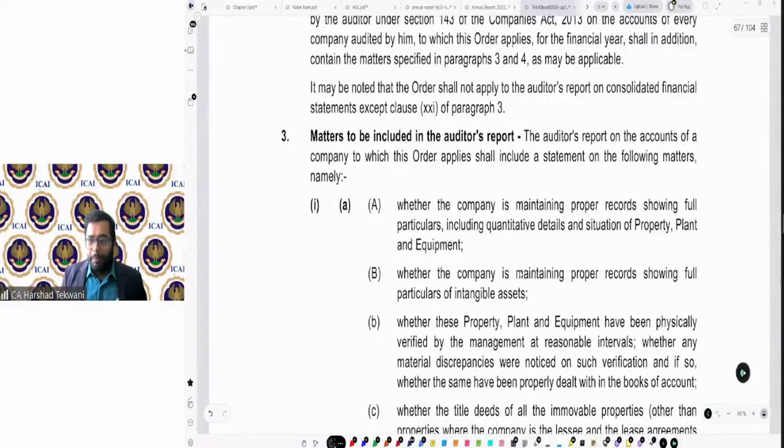So in CARO, there are 21 paras, and para 3 sub para 21 of CARO is applicable only in the case of consolidation. For a normal scenario, para 3 and sub paras 1 to 20 of para 3 are applicable. Sub paras 1 to 20 of para 3 are applicable to the normal scenario, and 3(xxi) is applicable to the consolidation. That is the kind of breakup which is there.